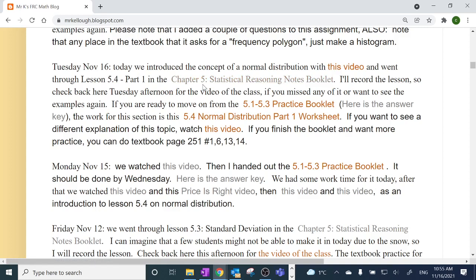And then we'll have some work time. If anybody has anything they're completely stuck on in the practice booklet from yesterday, I could take maybe a question later. But I do want to get into the new stuff.